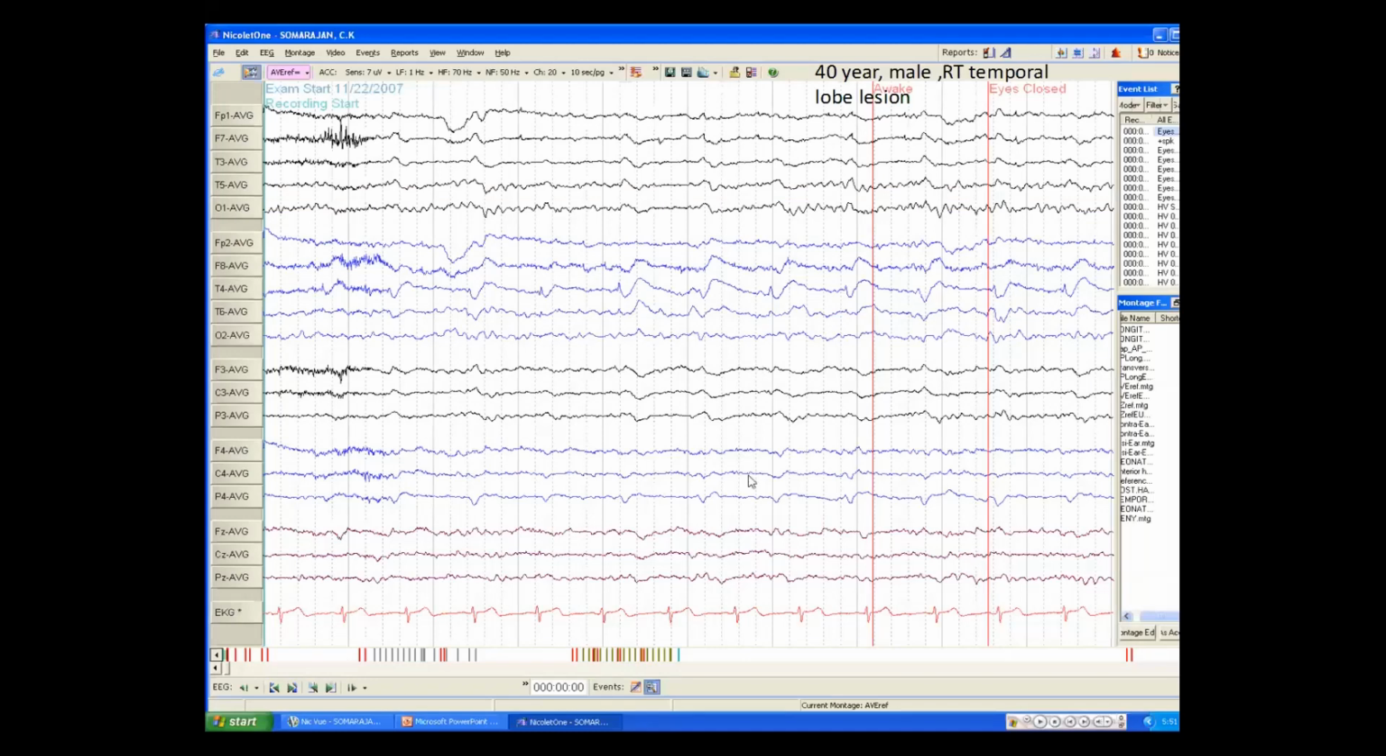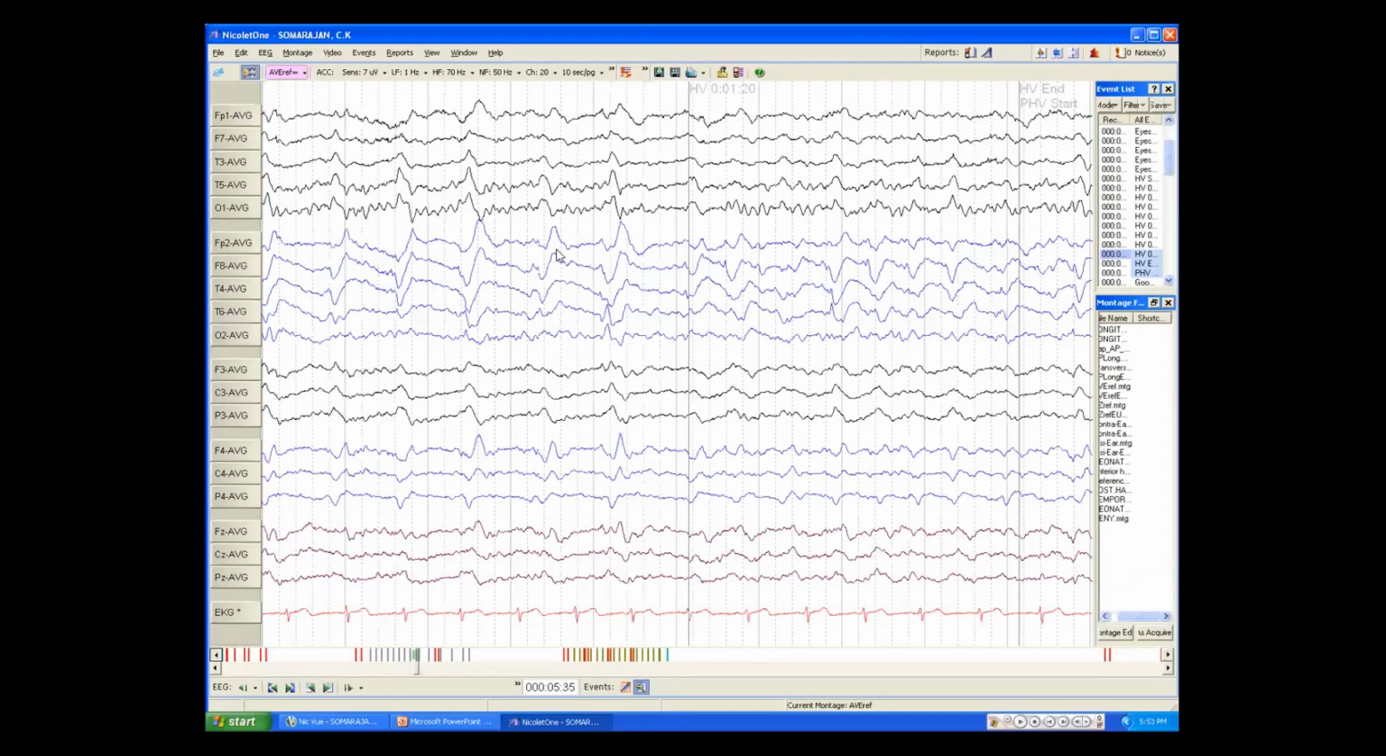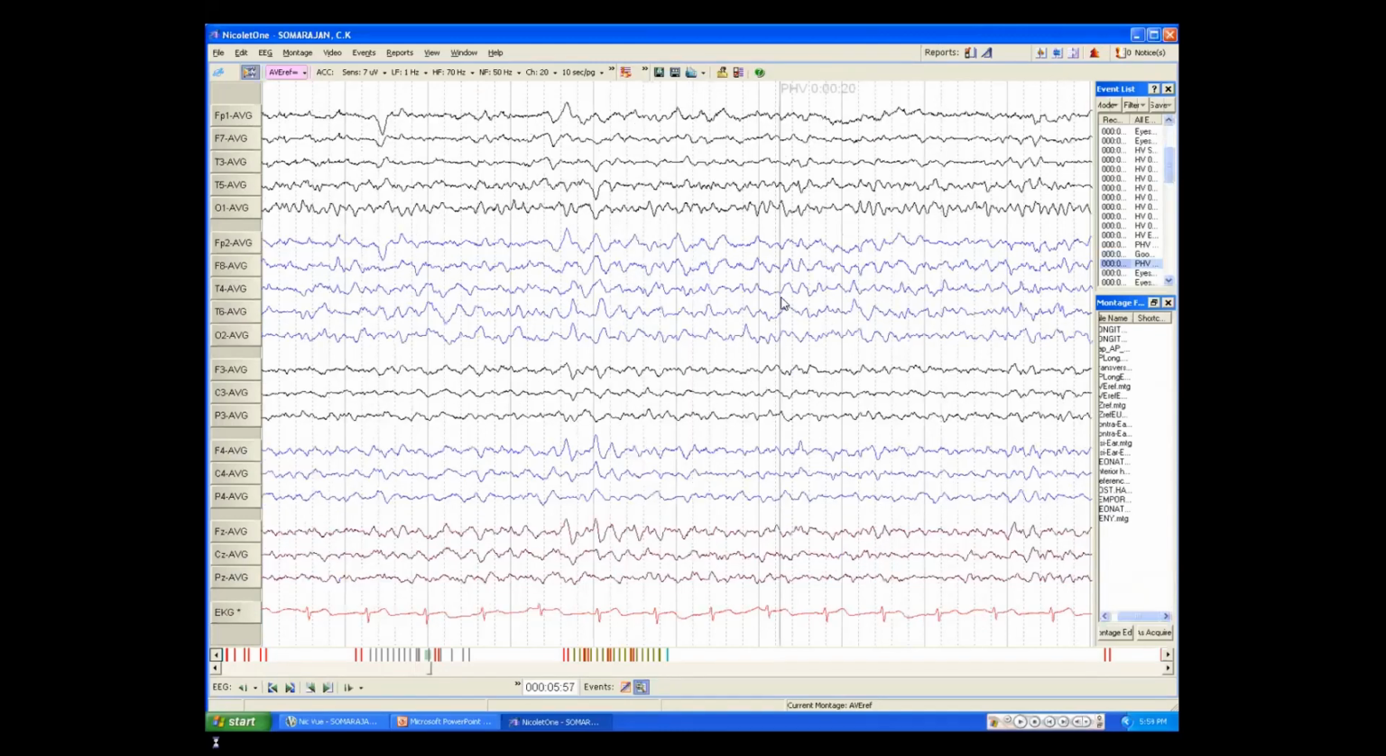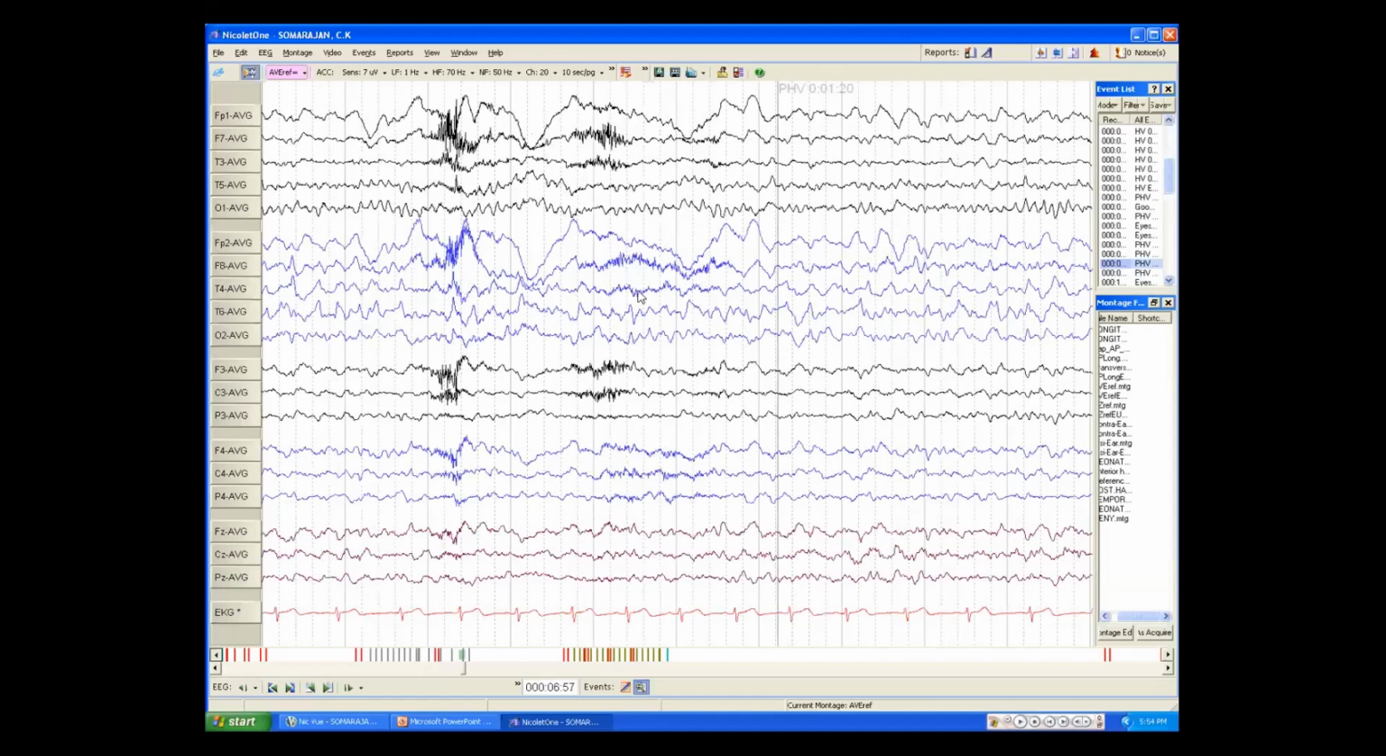So this is a 40-year-old male with a right temporal lobe lesion. As you can see, even in the interictal record, the average record is F8 T4 showing spikes. You can see these spikes in the right temporal T4. Now on HV there is buildup of slow wave activity in the right temporal region. At 20 seconds, the slow wave is increased in the right temporal region.